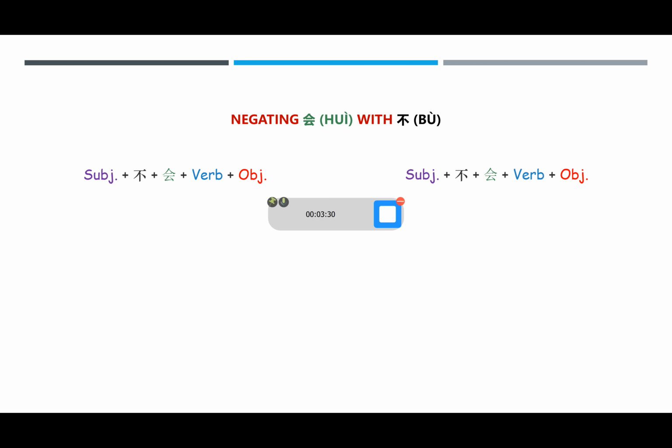If you want to negate the meaning of the sentence, you simply put bu in front of hui in the sentence structure. So it's subject plus bu plus hui plus verb plus object.